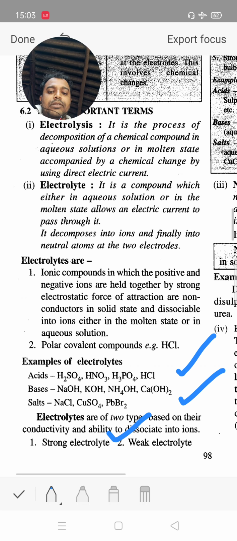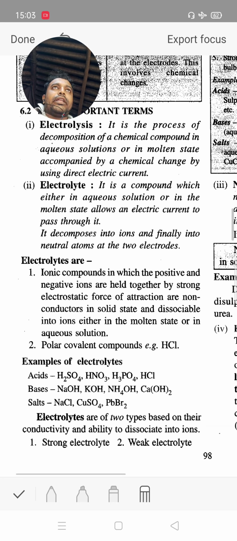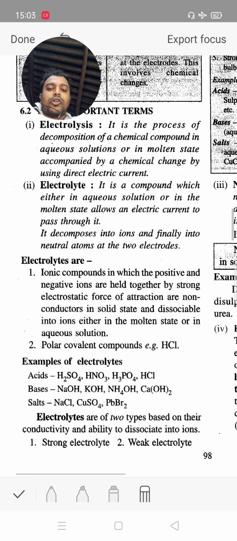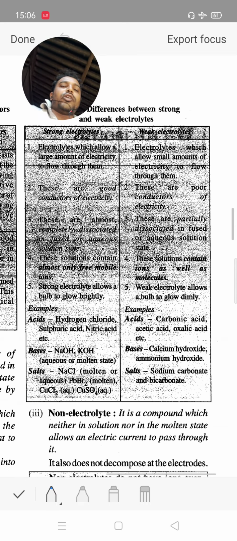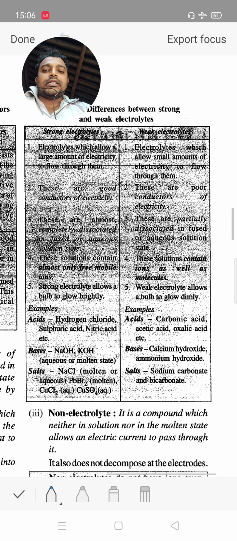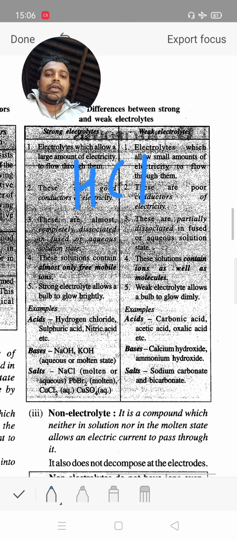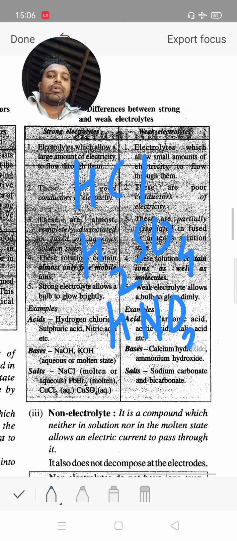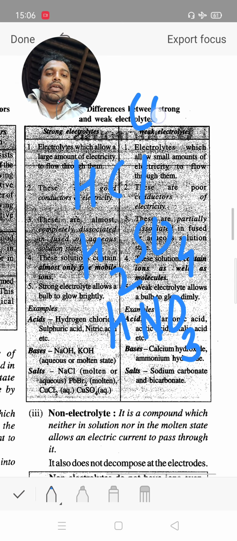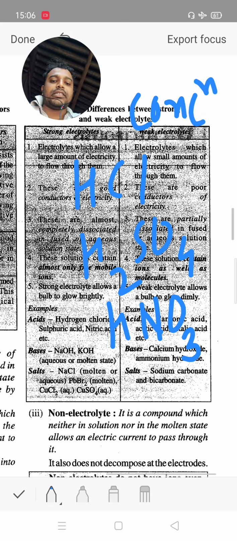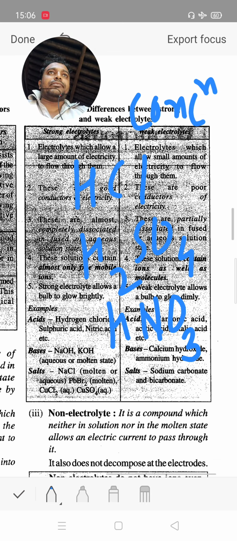Now electrolytes are classified into two types: strong electrolyte and weak electrolyte. Now strong electrolytes: acids such as HCl, sulfuric acid, nitric acid are examples of strong acids. Concentrated sulfuric acid is an example of a strong acid.